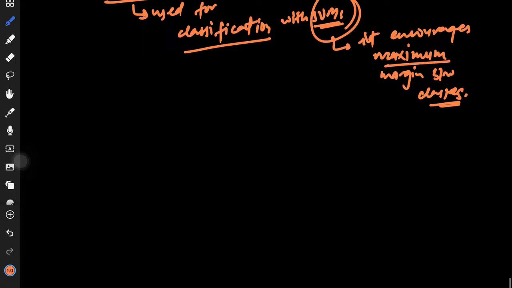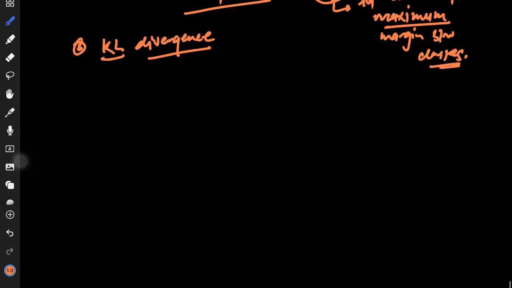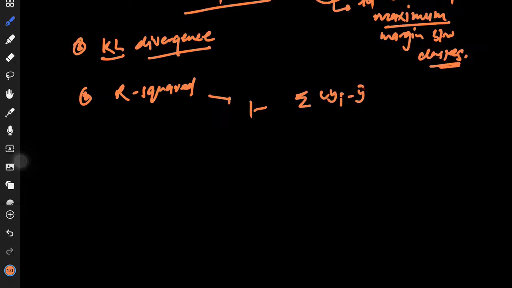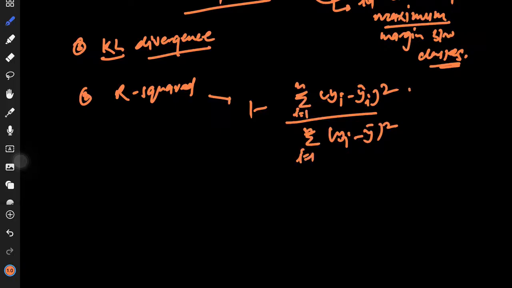The sixth one is we can use KL divergence. Then the eighth one is we can use R squared. The formula of R squared is 1 minus summation of yi minus y predicted squared upon summation of yi minus y bar squared, where i goes from 1 to n. This is R squared.